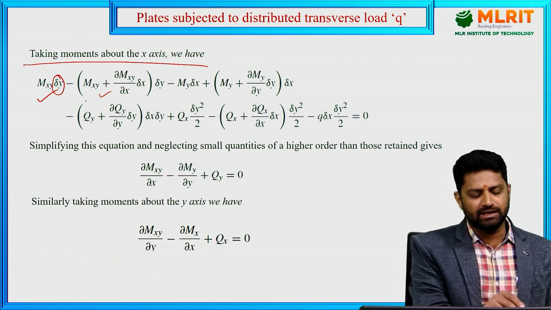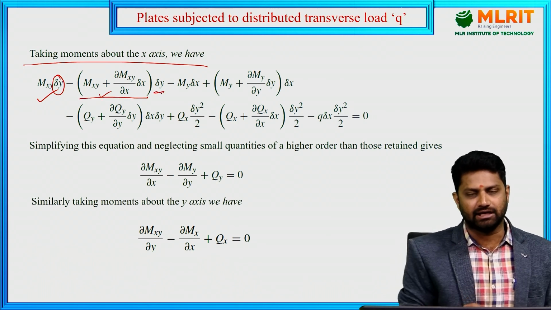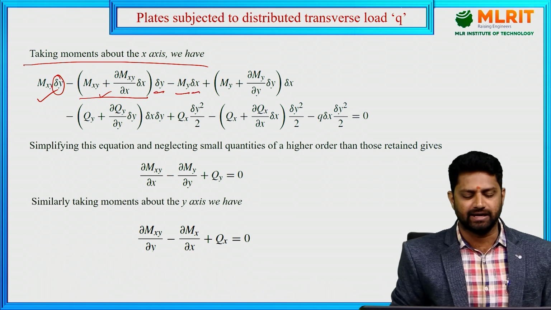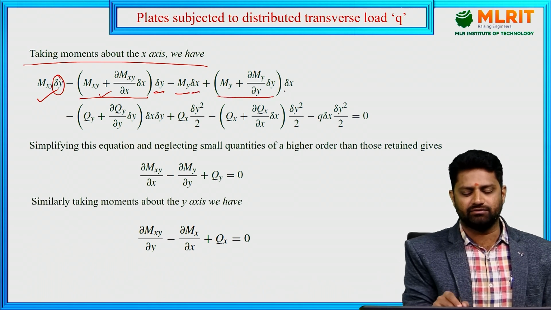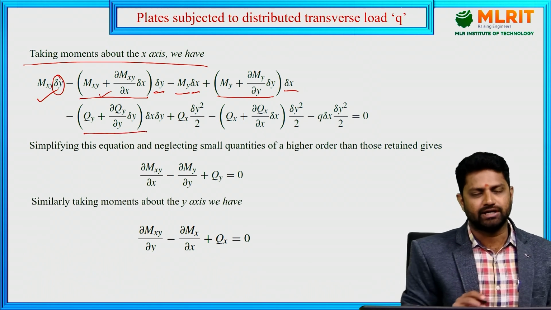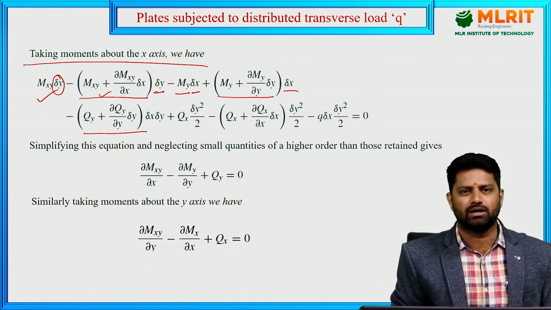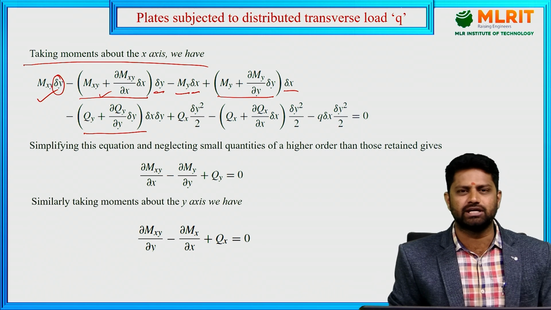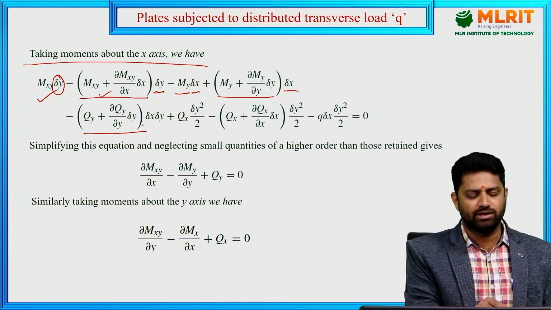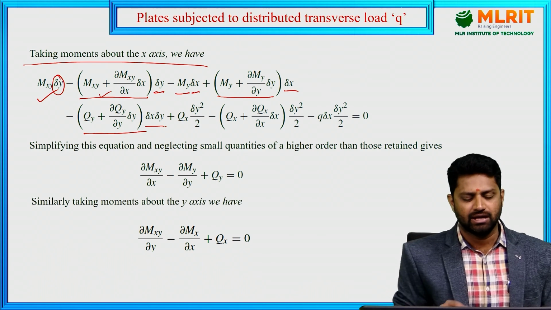Okay. Similarly mxy increment with delta y. Similarly my with the edge length, that is delta x, and my increment with edge length, that is delta x, and then shear force, that is Qy, because we have to consider all the forces which give moment about x axis. So Qy plus dou Qy by dou y into delta y, into delta x, and Qx.